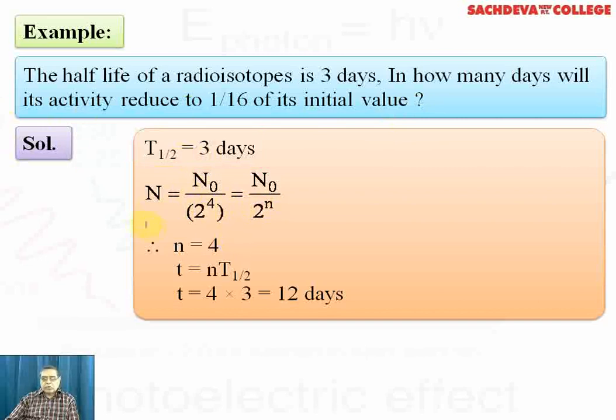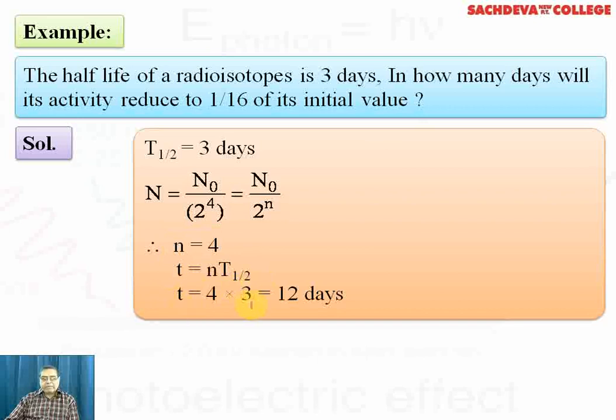You must also know that half-life is basically average life divided by 1.44, or we will say that average life is 1.44 times the half-life period. Now the general formula will be N is equal to N naught by 2 to the power n. Then we'll write N naught as it is, and we will write 2 to the power n. Now the bases are same on both sides, so the exponents must be equal. This is a mathematical relation, so n will be equal to 4.